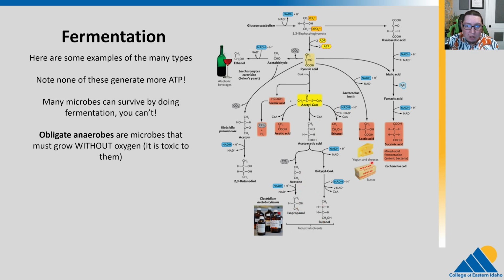Other things, isopropanol, butanol, those are important industrial solvents. Lactic acid production, like I said, cheese and butter, and other things E. coli can do, like succinic acid production here. So there are many different types of fermentations.